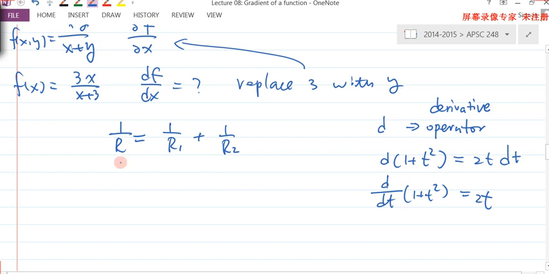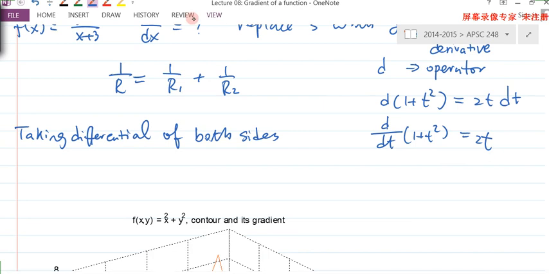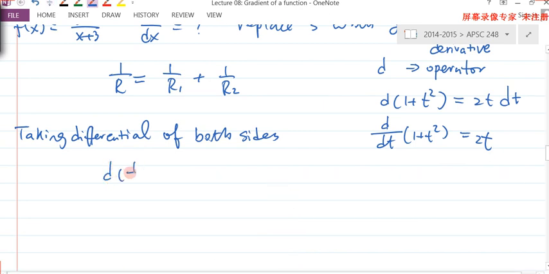So now I'm going to apply this total differential. Basically I'm going to take a differential of both sides of this equation. I'm not taking a derivative, I'm taking a differential. Taking differential of both sides, let's see what happens. So D of 1 over R equals D of 1 over R1 minus D of 1 over R2. As a matter of fact, this differential operator is a linear operator.